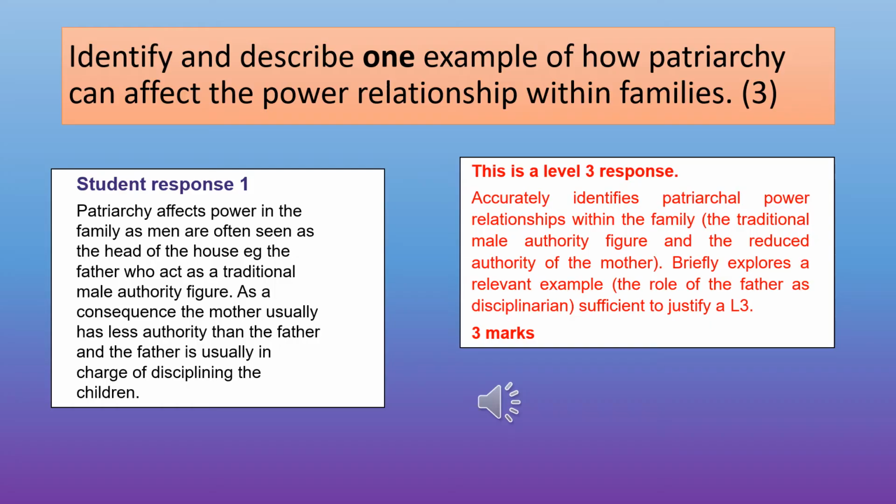So this last part, as a consequence, the mother usually has less authority than the father. That word usually is really key. And again, usually in charge of disciplining the children. It's showing that this is the norm without going into lots of detail and lots of waffle. So it's a really well put together answer at GCSE level and worthy of the 3 marks.